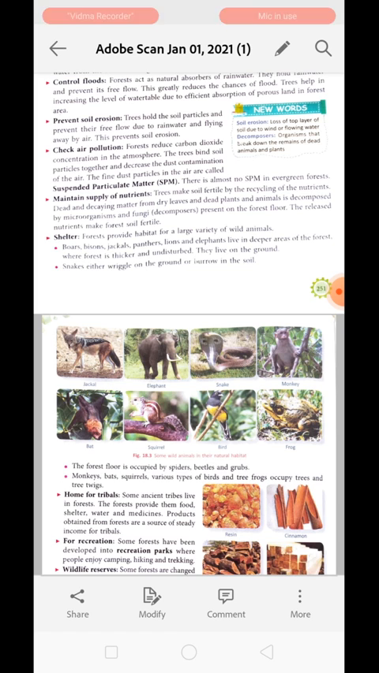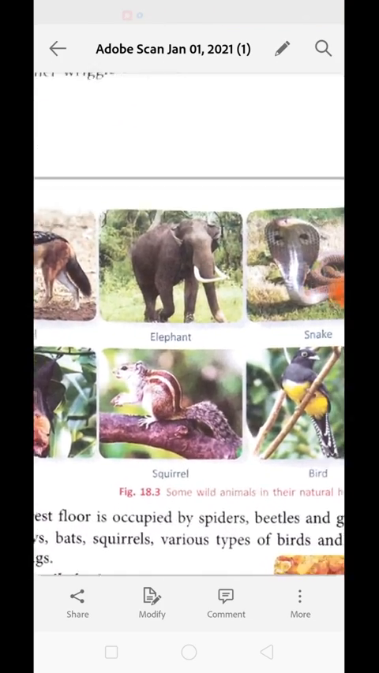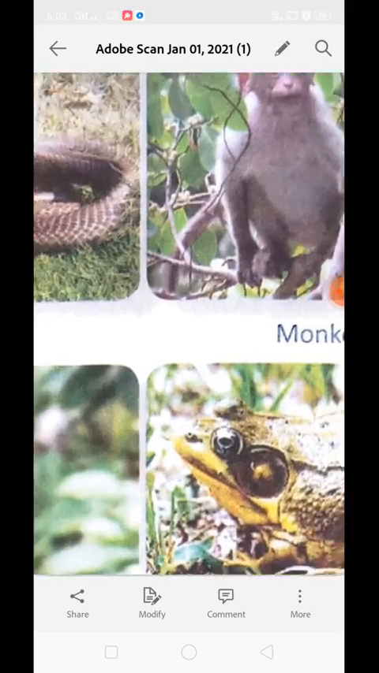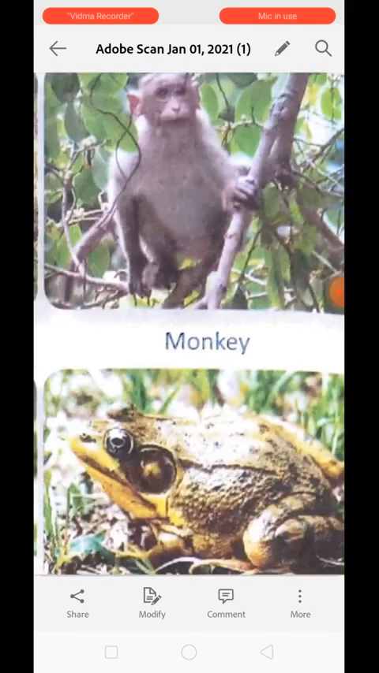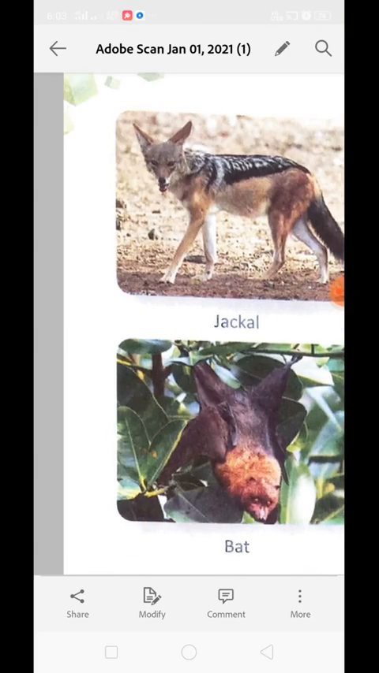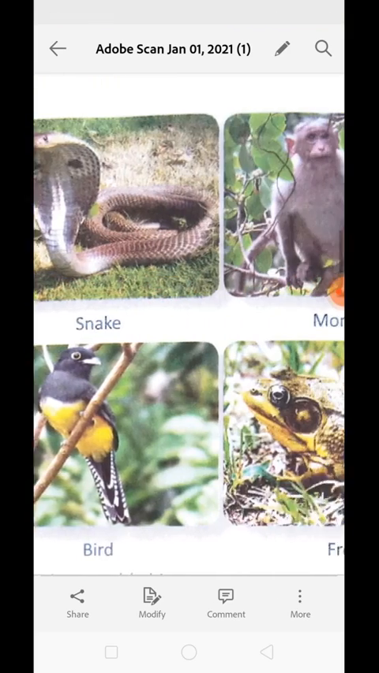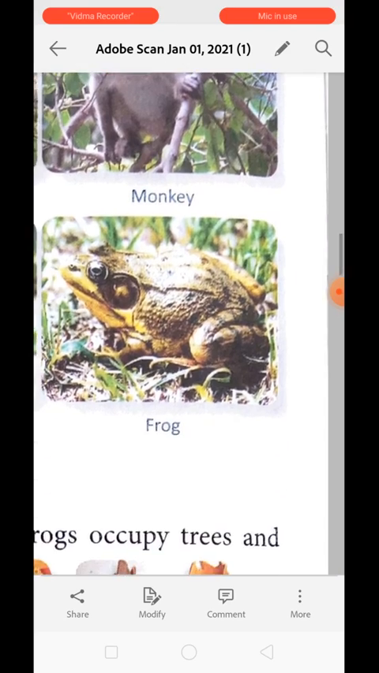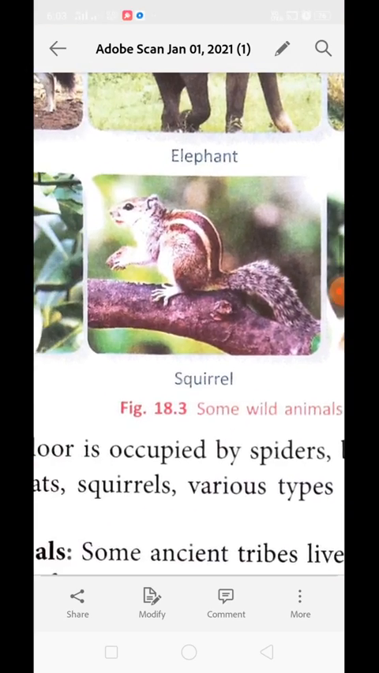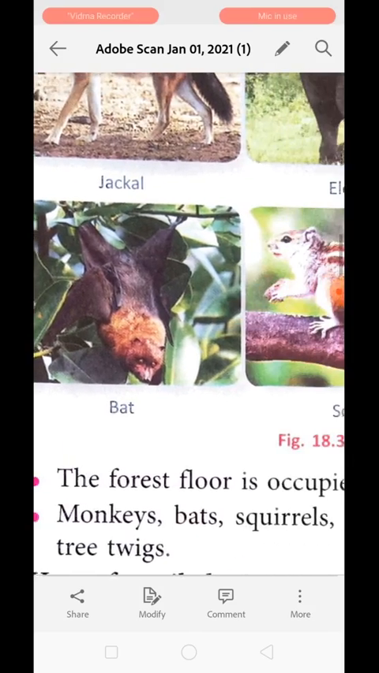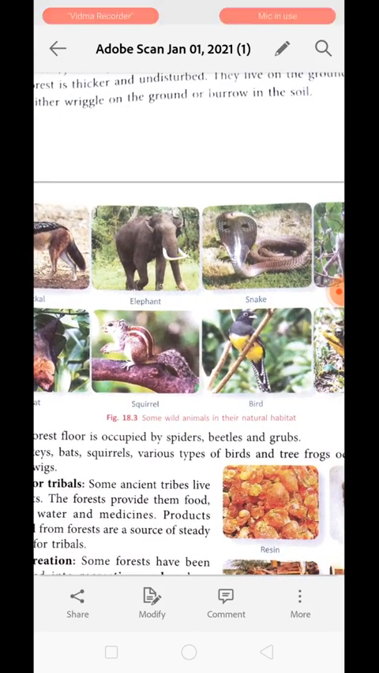Now, shelter. Forests provide habitat for a large variety of wild animals. You can see these are all the wild animals which live in the forest. Okay. Jackal, elephant, snake, monkey, then frog, bird, squirrel, bat, these are all the ones which live in the forest. So forest is providing shelter for them. Boars, bisons, jackals, panthers, lions, elephants, etc.